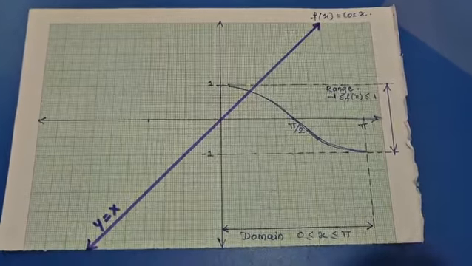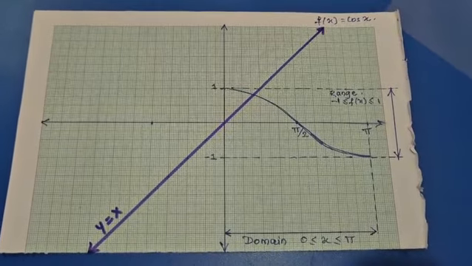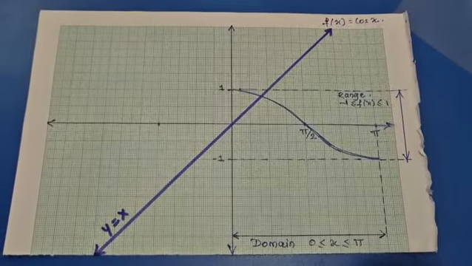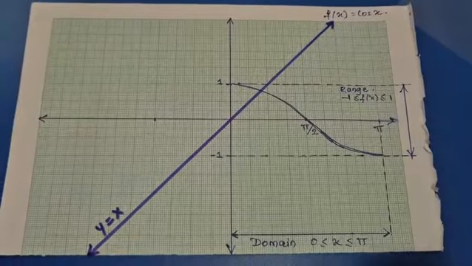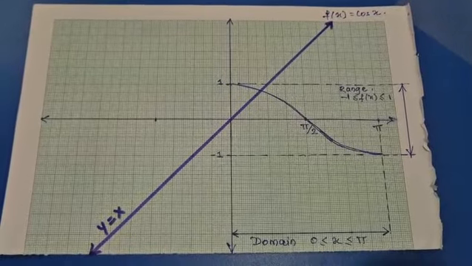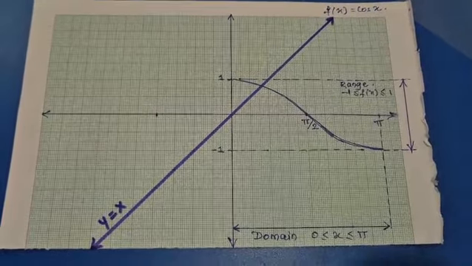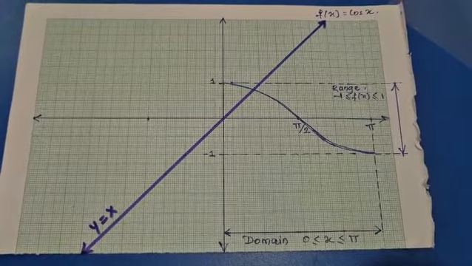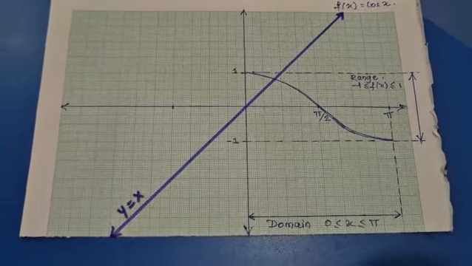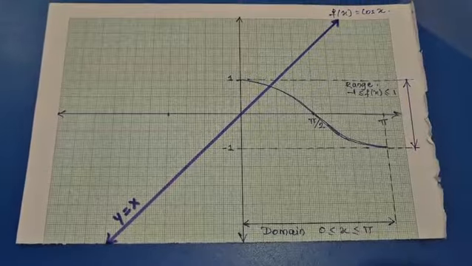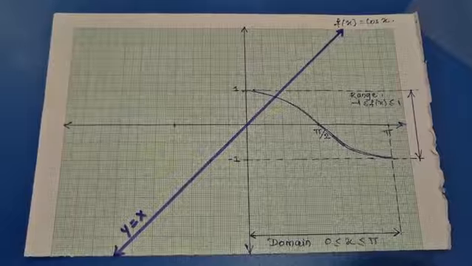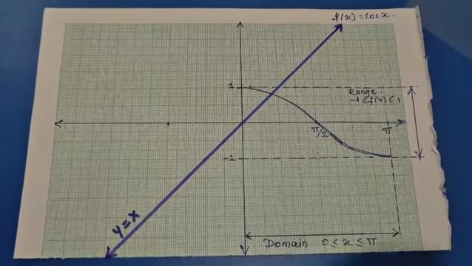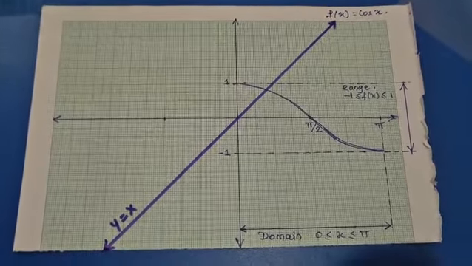Hello friends, let us study the graph of f(x) = cos x. You can see my cos x graph is in the given domain of 0 to pi and in the range of 1 to -1, or -1 to 1. Now we are supposed to find the inverse of this function, that is cos inverse x. We are supposed to find the graph of this particular function, cos inverse x.